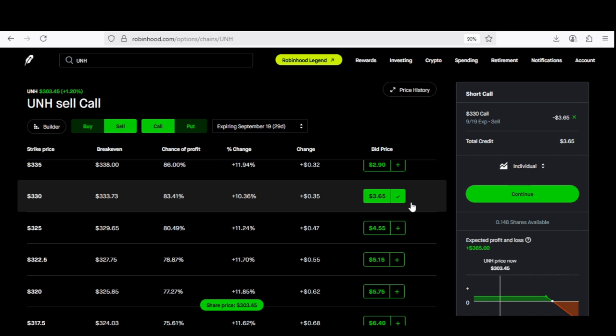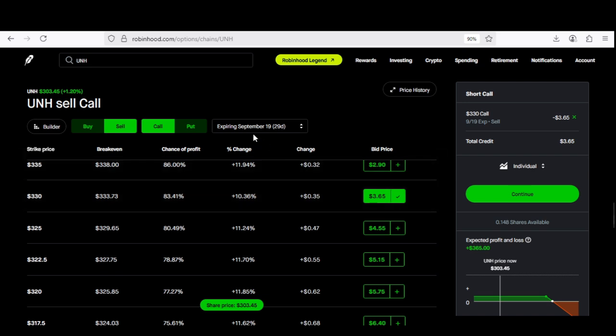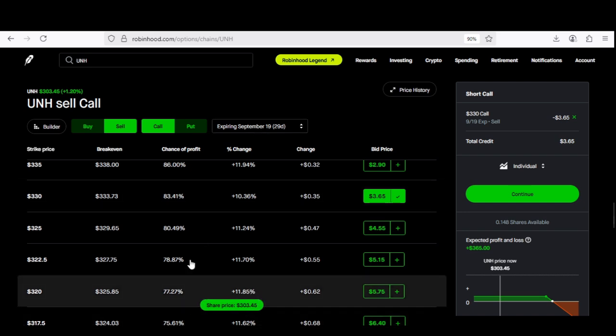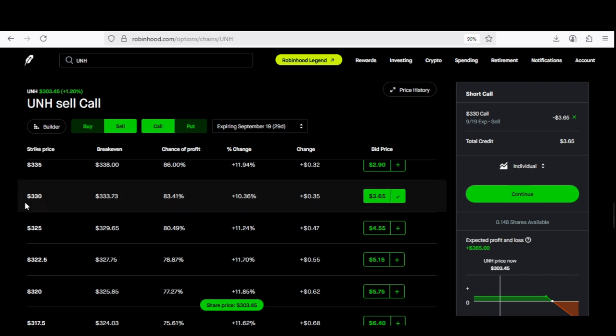Now, the other way this trade could go, come expiration date of September 19th, if this share price happens to blow past this $330 right here, then you're going to be in danger of losing your leaps option. So whenever you're choosing your strike price, always try to make sure you choose your strike price as high as possible in order to minimize the chance of you losing the leaps.